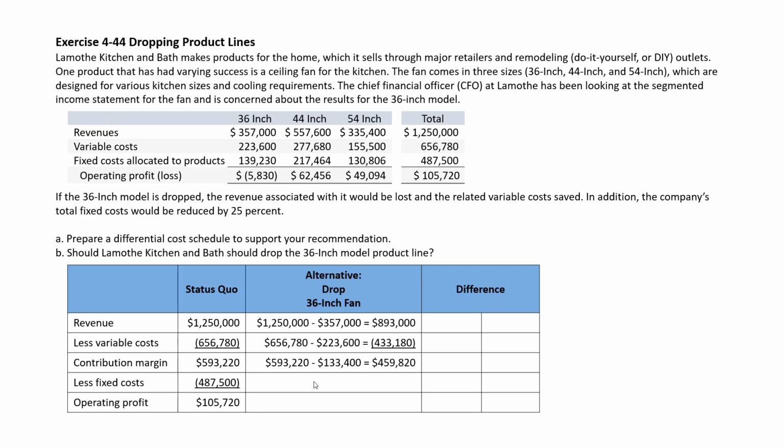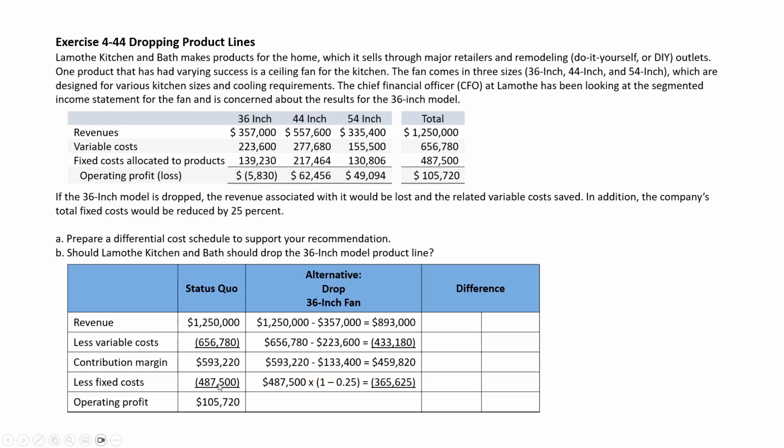Maybe there's a special type of equipment that we rent just for the 36-inch that we don't need anymore. Maybe there's a salary that we pay for a supervisor that we don't need because we've gotten rid of that product line. So we do want to contemplate whether there's anything outside of the activity level that would change our fixed cost. If we read through the scenario, it says the company's total fixed cost would be reduced by 25%.